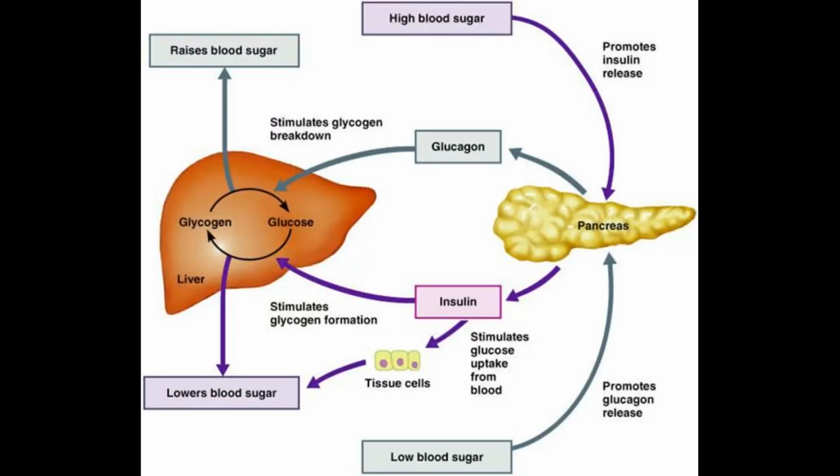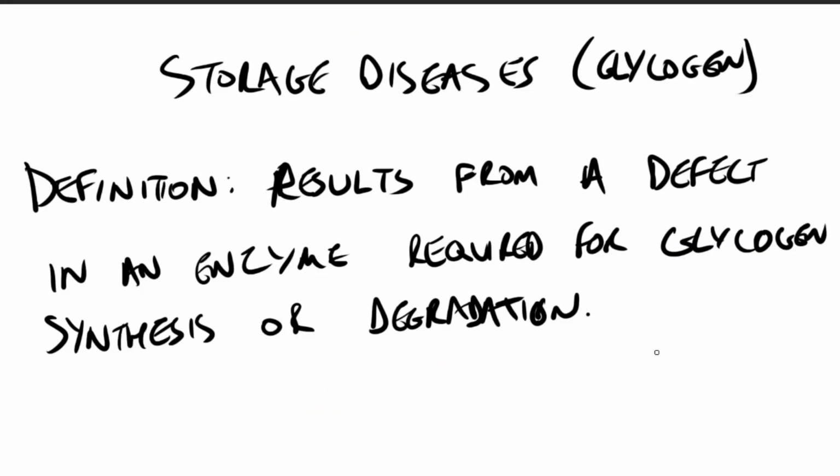Okay, now last part of this video is about regulation of carbohydrates in general. So when you have high blood sugar, which is glucose, it promotes insulin release from the pancreas, which converts glucose into glycogen. So it increases glycogenesis. And when you have low blood sugar, it stimulates glucagon released from the pancreas, which stimulates glycogenolysis.